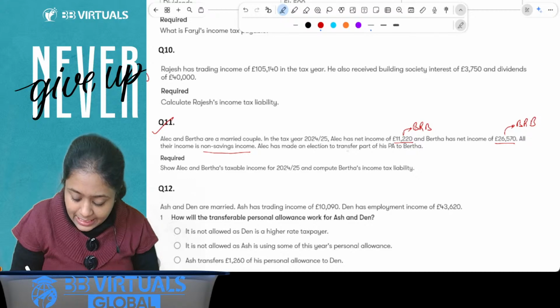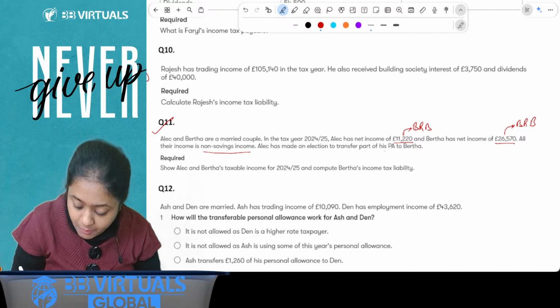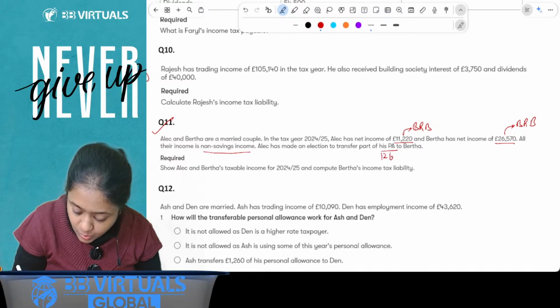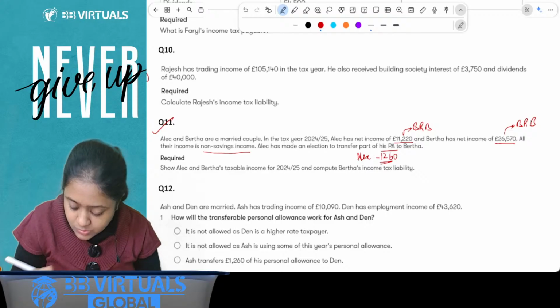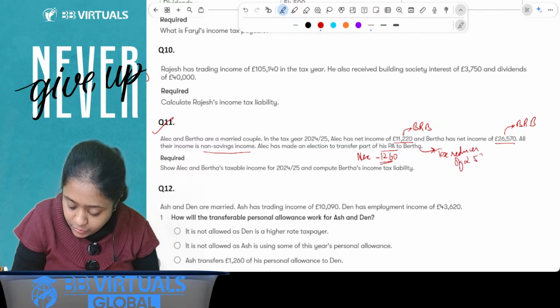Alec has made an election to transfer part of his PA. So he has made an election, he can transfer. How much can he transfer? 1260. So Alec will reduce 1260 and Bertha will have a tax reducer of 252, marriage allowance.